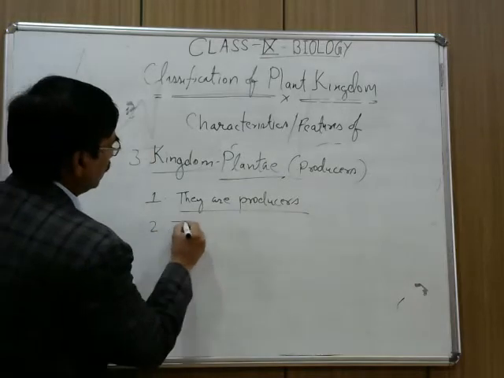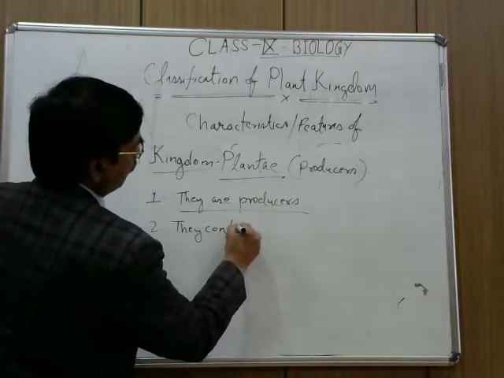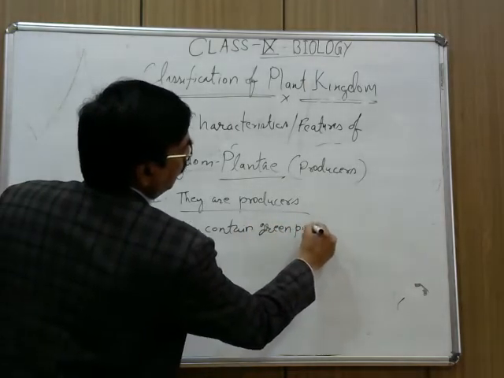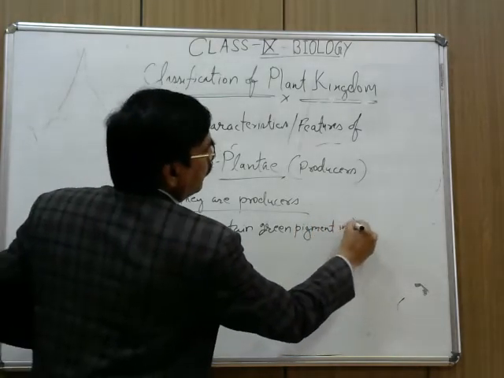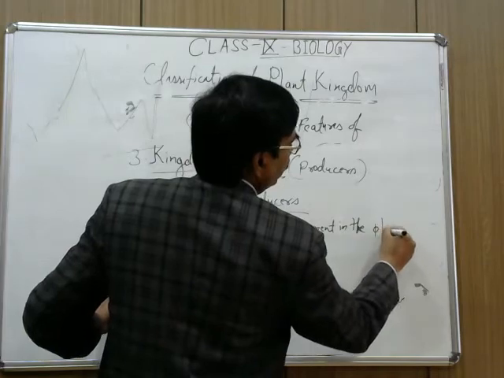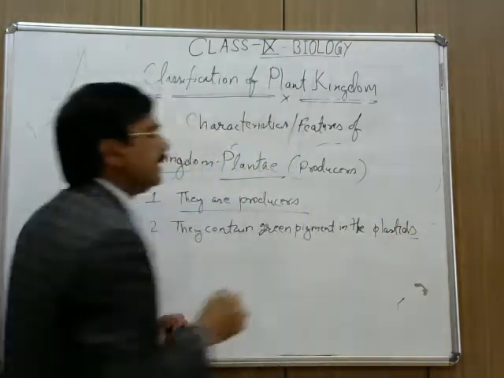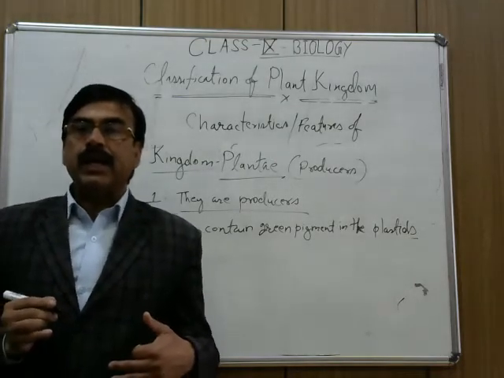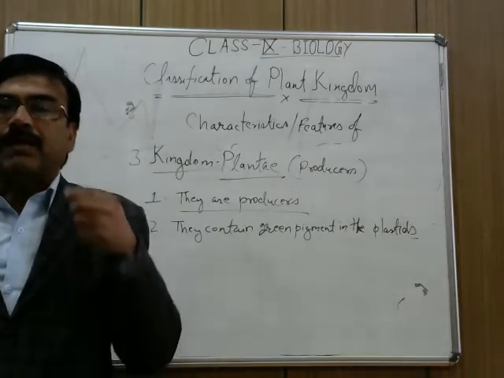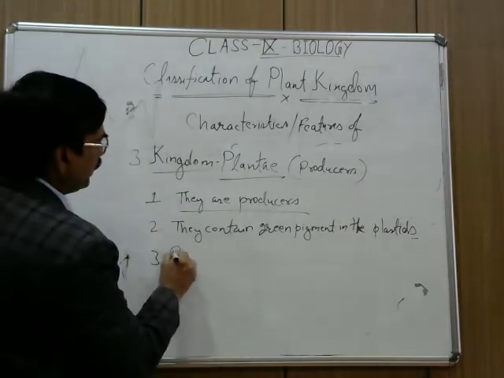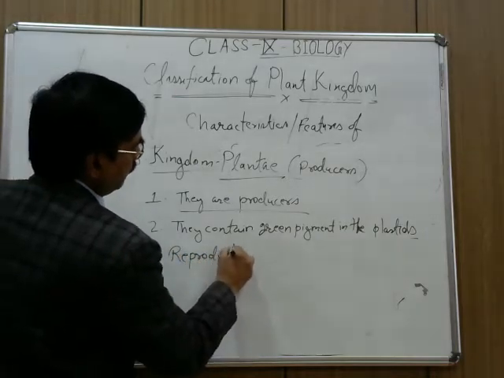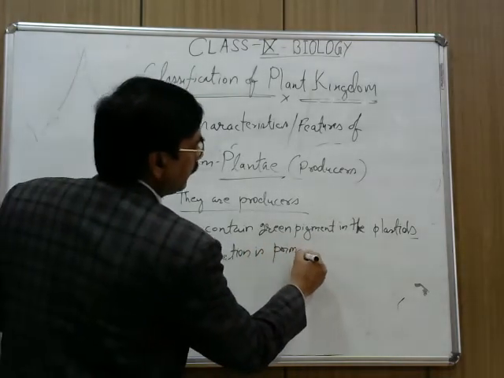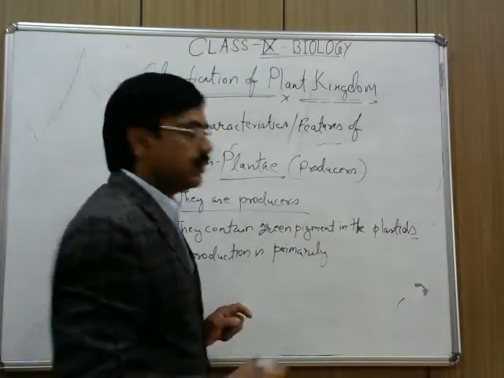They contain green pigments in the plastids. You can write number 2, they contain green pigment, chlorophyll, in the plant. Reproduction is primarily sexual. Reproduction is primarily sexual type of reproduction.